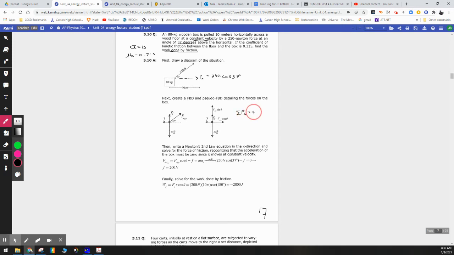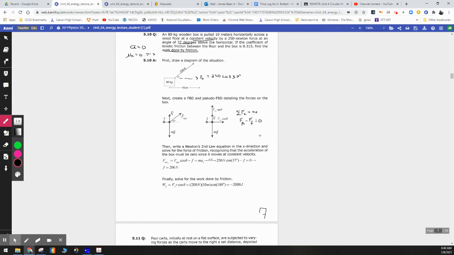We'll start off with ma, but acceleration is 0. So the sum of the forces is 0. However, the only force acting in this direction is the force of, hold on here, let me hit pause real quick. All right. So we have here the applied force minus the force of friction equals 0, like so.